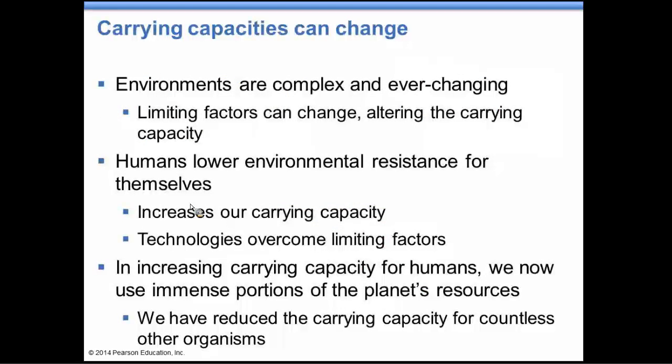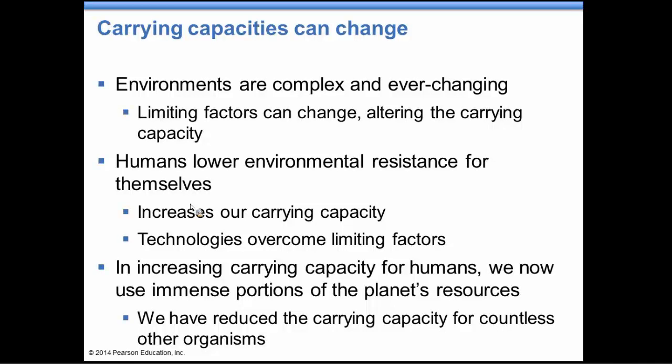Carrying capacities can change over time. Environments are complex and they're ever changing, and limiting factors on a population can also change, which will in turn alter the carrying capacity, or how many can live there. And humans lower environmental resistance for ourselves. So this increases our carrying capacity, and a lot of the technology that we invent and think about, we have aimed at overcoming these limiting factors so there can be more and more of us in any given location.